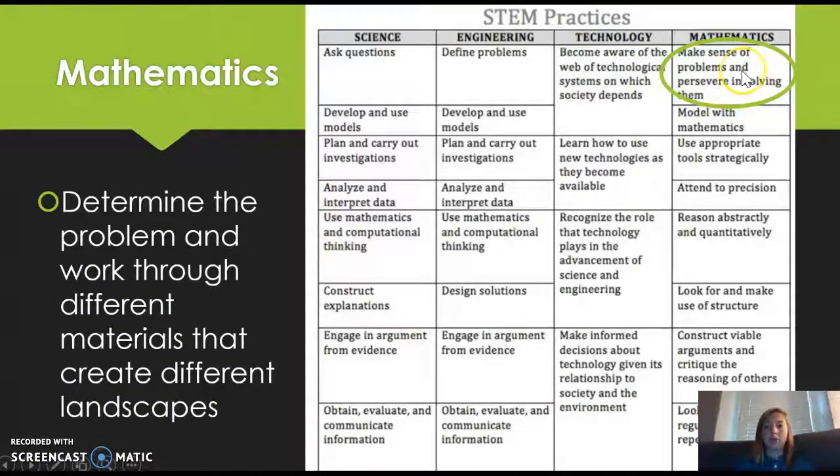For math, I really had to persevere in solving the problem, and so it made me think more in terms of problem-solving strategies in order to figure out this experiment. So we had to determine the problem and work through different materials that create different landscapes. You could also use some math attending to precision and measuring in terms of the actual runoff that comes and how much soil was in it. But I did not do that for this presentation, but I'm sure that students could do that in order to apply some more math abilities in the class.